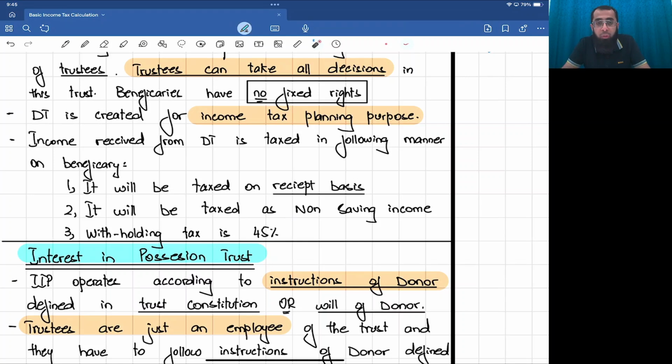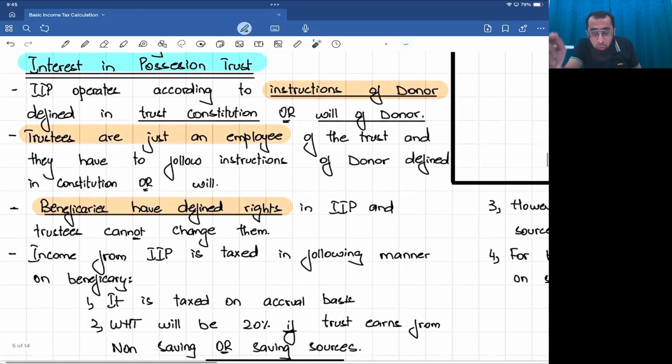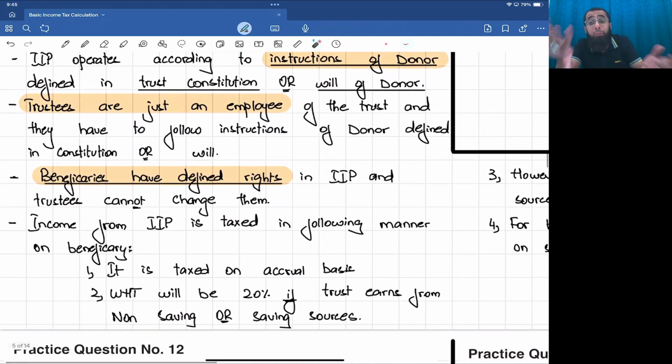We change the beneficiaries. In a discretionary trust, the donor himself becomes the trustee because the entire aim was to do the income tax planning. When you talk about an interest in possession trust, it is the real trust. Maybe the donor has died. He is no more alive. So his instructions will be followed. Beneficiaries have the defined rights.